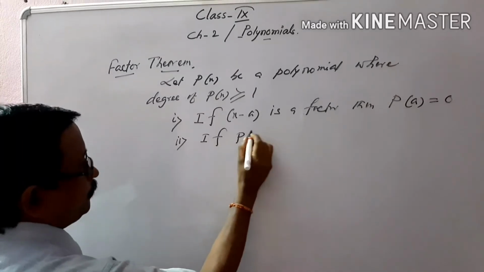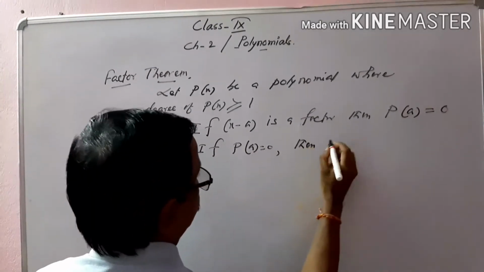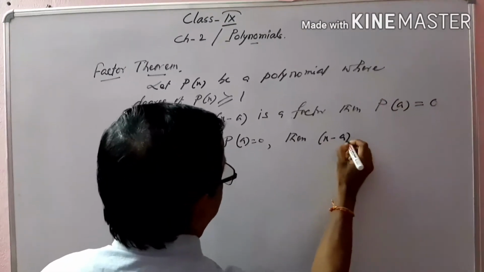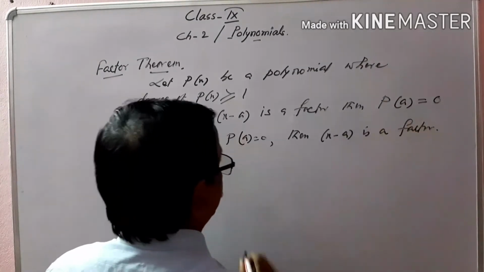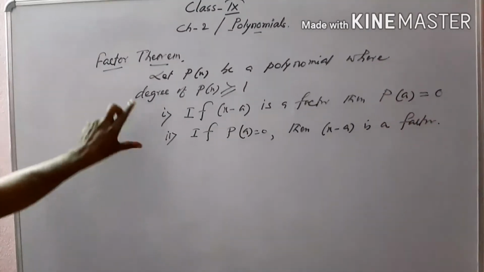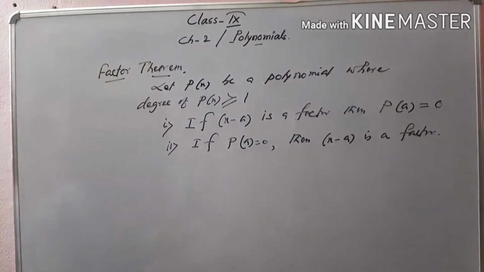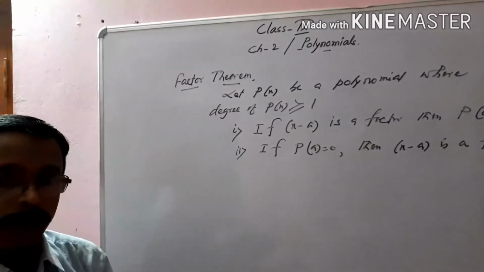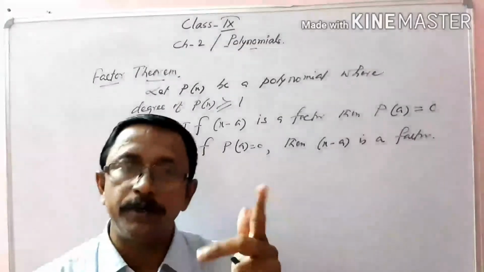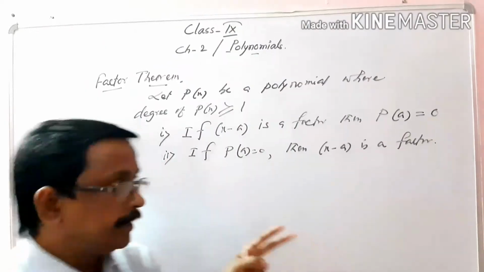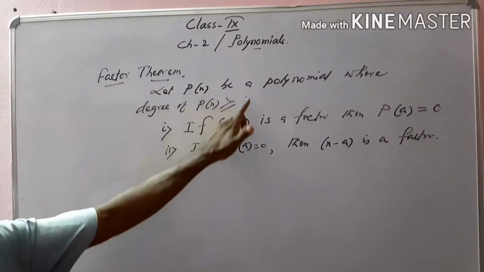If p(a) equals 0, then x minus a is a factor. So these two points, and the concept of factor means what? If you divide, we tell it is a factor, no? Once a number is divided by another number, if it is divisible, then we say that it's a factor. It is the same concept, but in case of algebraic form, this is the concept.